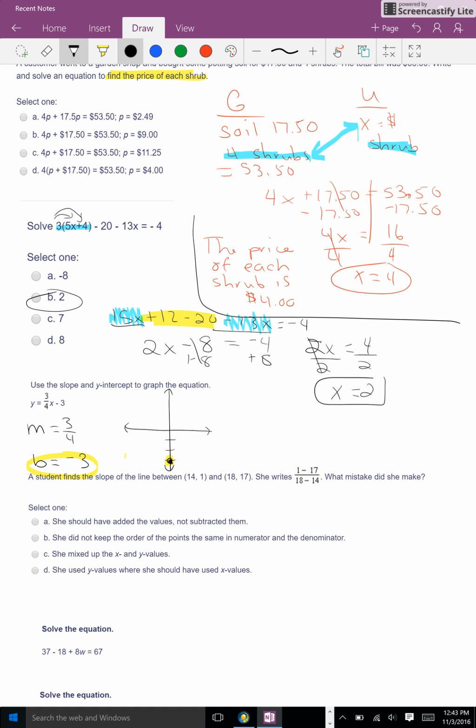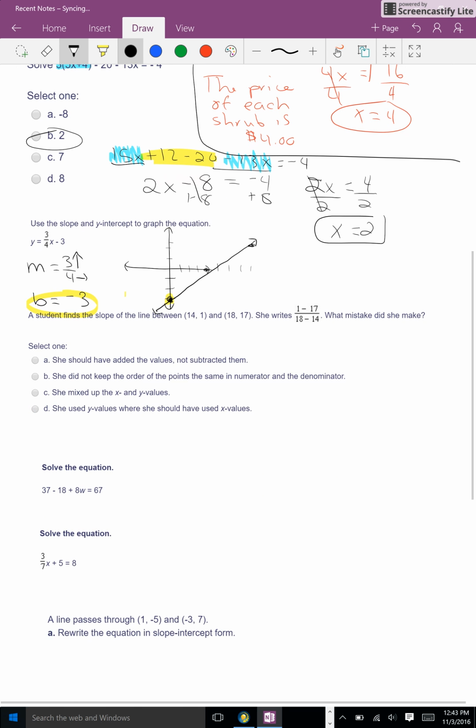Now the m is not a point. The m is our movement. So I'm going to go up 3, right 4 from that ordered pair. So up 3, right 4. So 1, 2, 3, right 4. Then you're going to use a straight edge. And then there's your line.